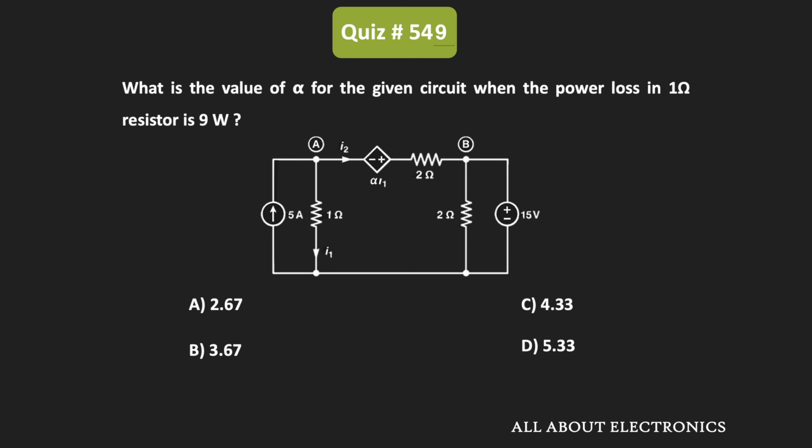So in this question, we have been given this circuit, and here in the given circuit, we have been asked to find the value of this alpha whenever the power loss in this 1 ohm resistor is equal to 9 watt. So let us find that.